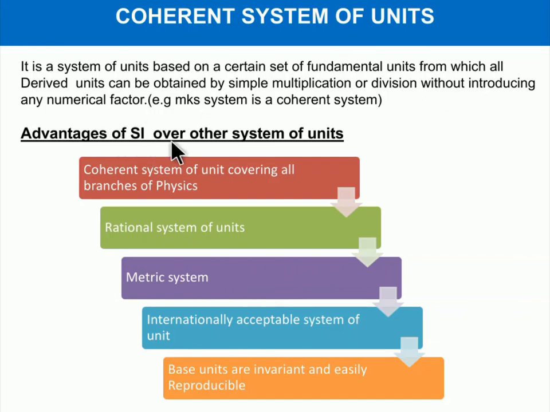Advantages of SI system over other systems of units. The SI system of units is a coherent system of units covering all branches of physics. It is a rational system of units. It is a metric system. It is an internationally acceptable system of units. The base units are invariant and easily reproducible.